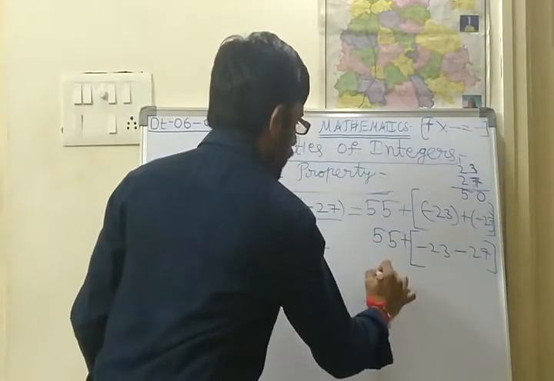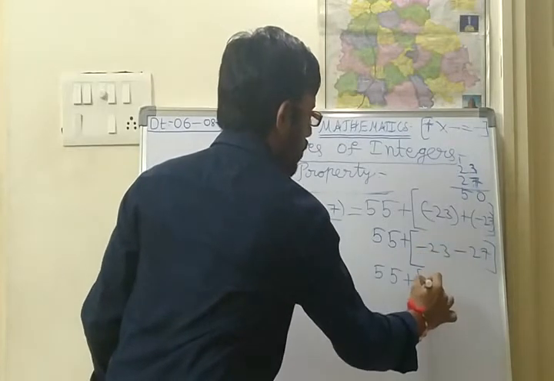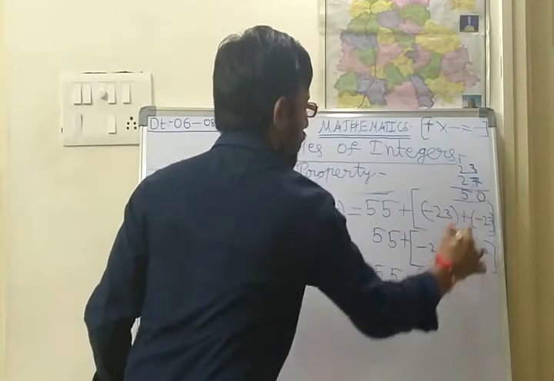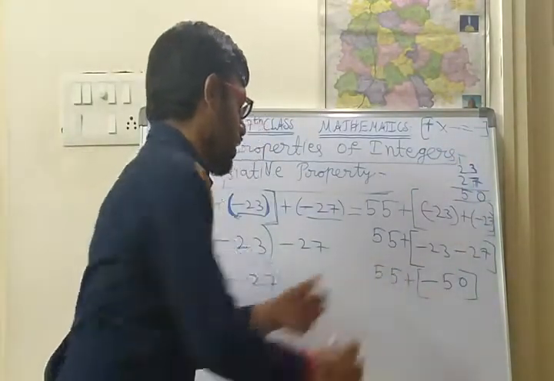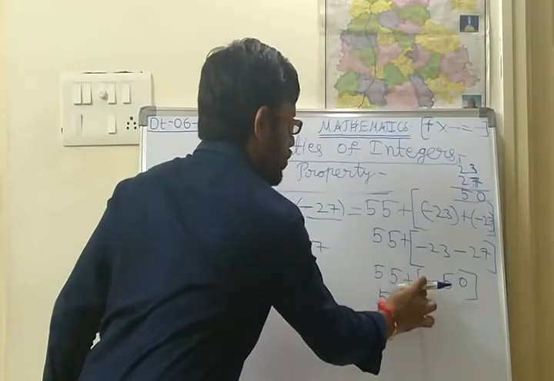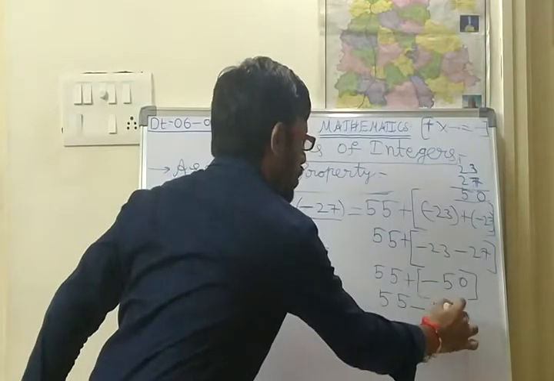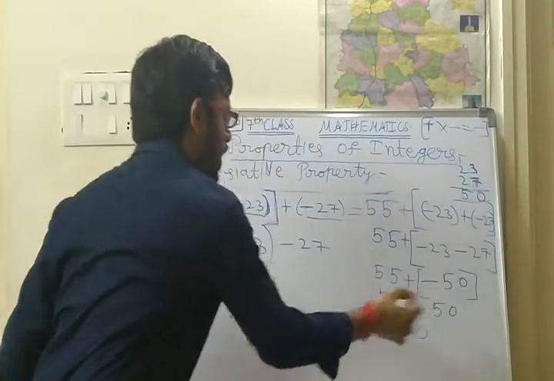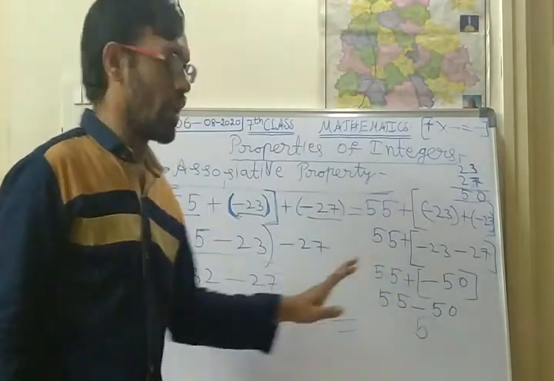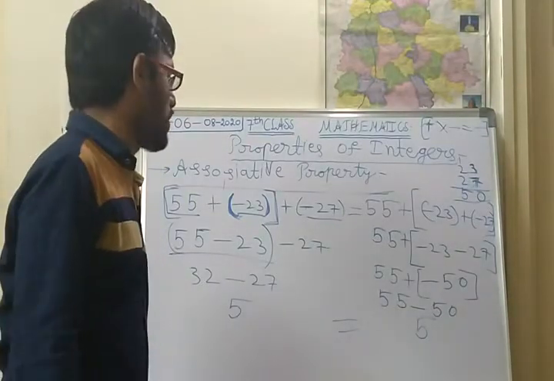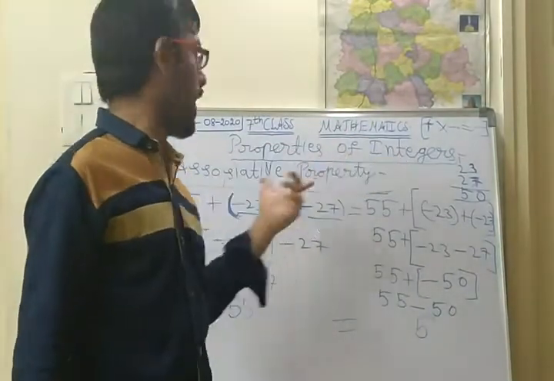So here 55 plus of minus 23 minus 27 gives minus, so what is the result? 50. So I am getting 50. Now solve this one. So 55, now remove this bracket. Plus into minus, minus 50. Okay, 55 minus 50. What is the answer? 5. So here also the result is the same, 5 and 5. So with this what we can say? The associative property is satisfied for the integers under addition.